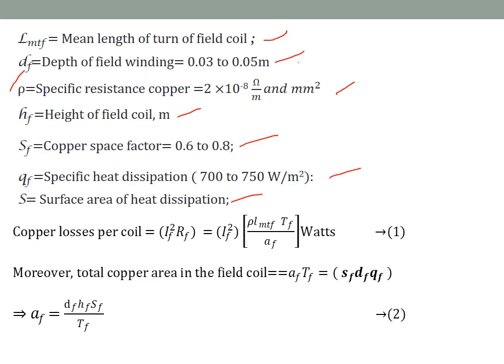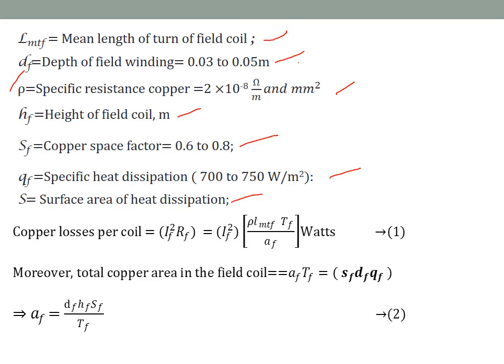Now here, in finding out the height of the field winding, we'll find out copper loss, and that loss has to be dissipated from the surface of the field coil. So what is the heat dissipating surface area? That equation we have to write, again multiplied with qf, the specific heat dissipation. Equating these two, we can find out the height of the field winding.